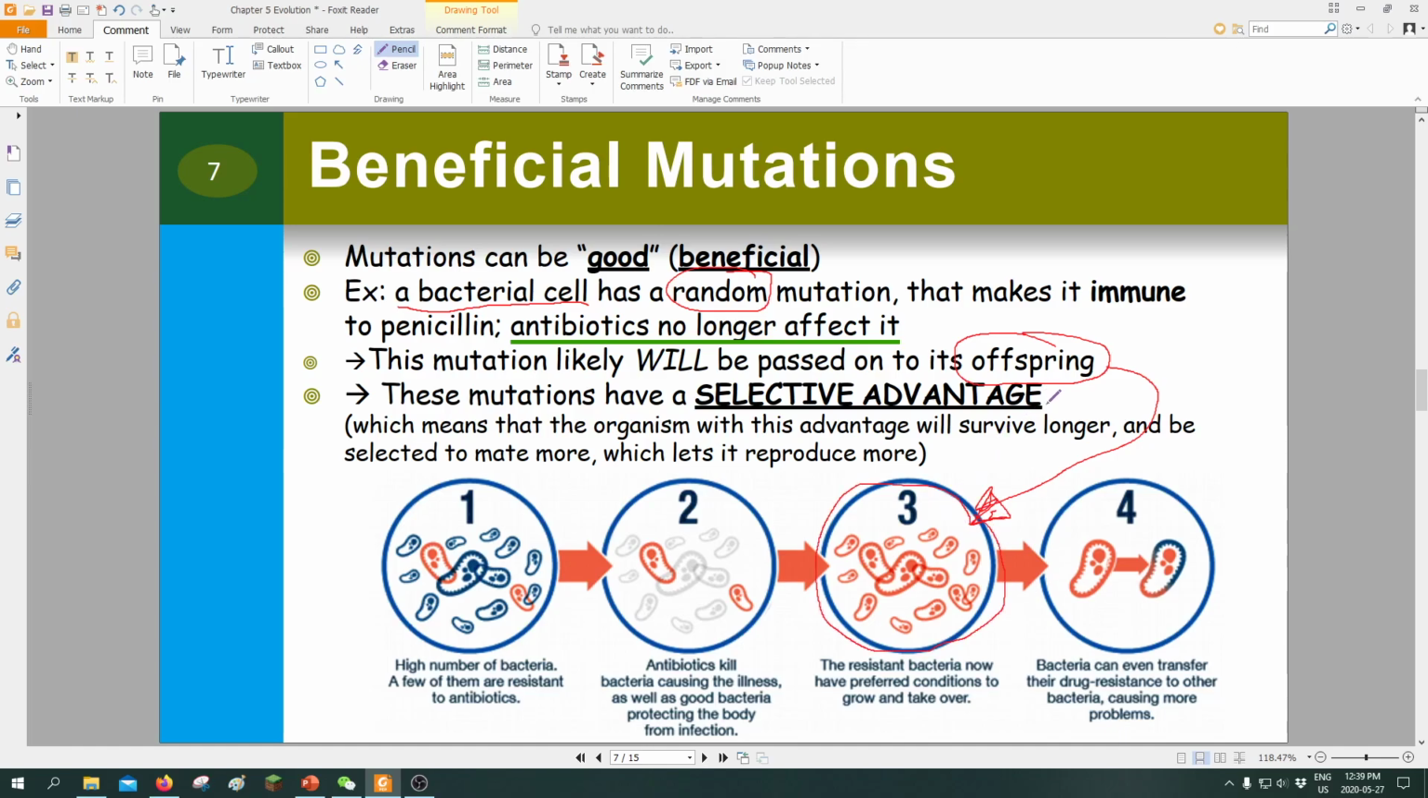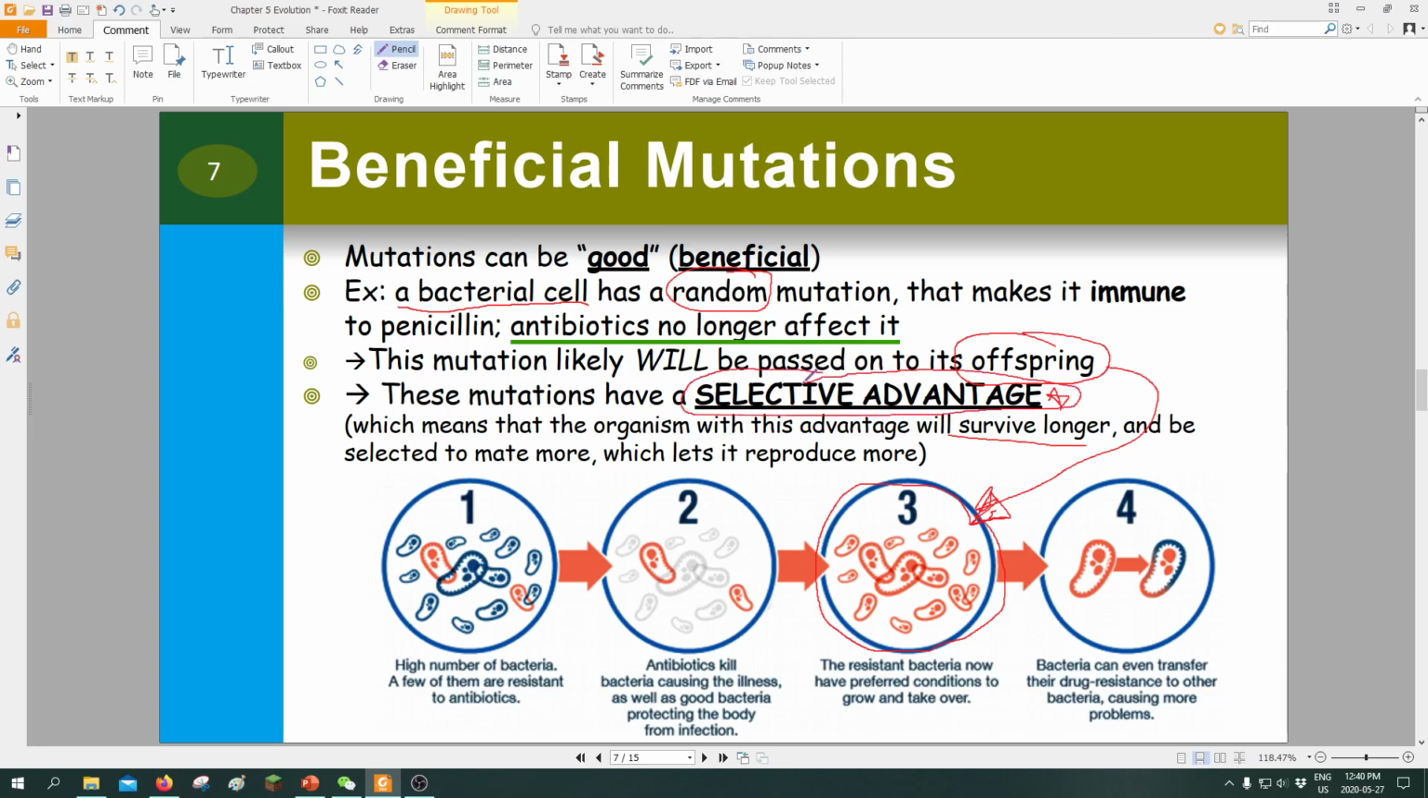We call this a selective advantage because it gives it an advantage to live longer, and then the genetics of the population naturally selects that trait to be reproduced, because of this random mutation, it is better for the organism to survive. If it can survive longer, it can also mate more. And if it mates more, it reproduces more. If it reproduces more, what is also reproduced? This advantageous trait. That gives it a selective advantage.